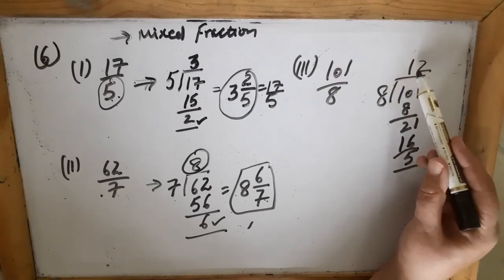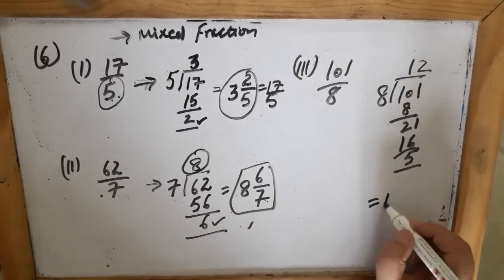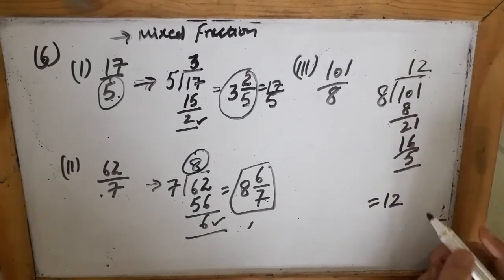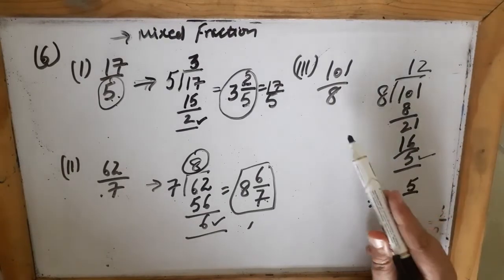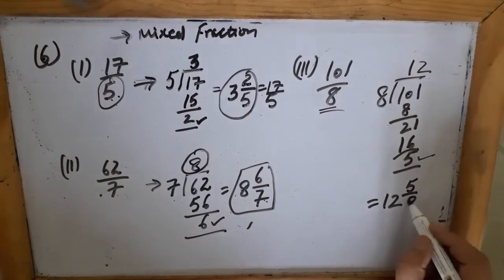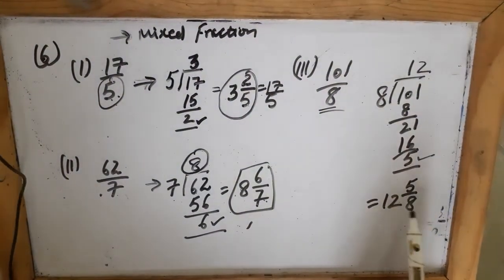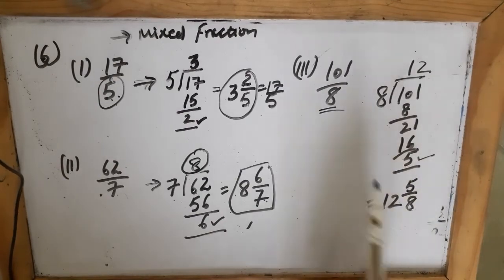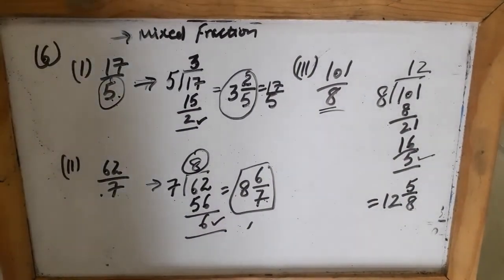101 gets divided by 8 12 whole times. So this 12 becomes my whole number. This remainder becomes my numerator and this denominator is the same. So the mixed fraction is 12 5 by 8. So if I change this into improper, multiply these two, 12 8s are 96 plus 5 is 101 upon 8. So this is how we convert mixed fractions.